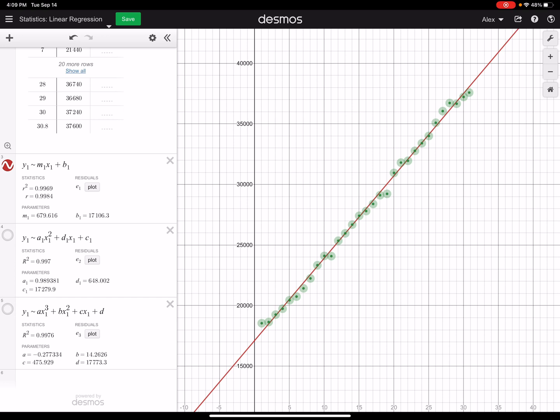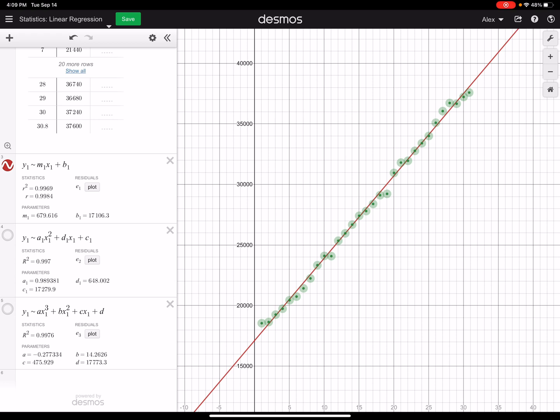Also I want you to note the parameters M1 equals, B1 equals, 679 point whatever, 17,000. That means that the line has equation y equals 679.616 x plus 17,106.3. So that's the linear regression equation that you're using.